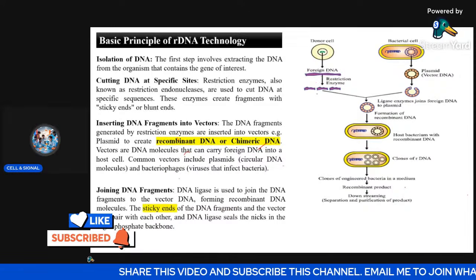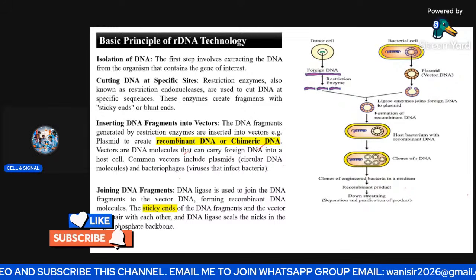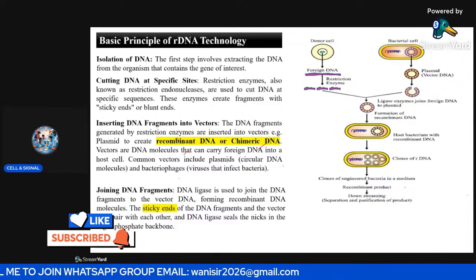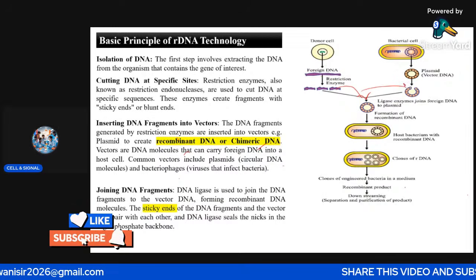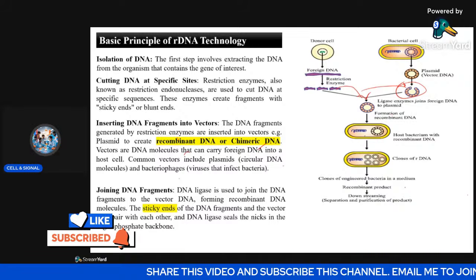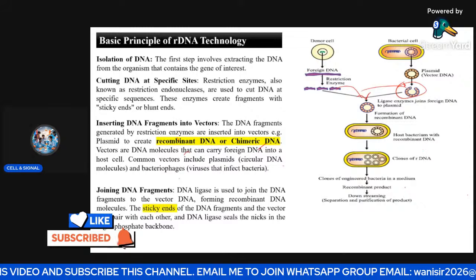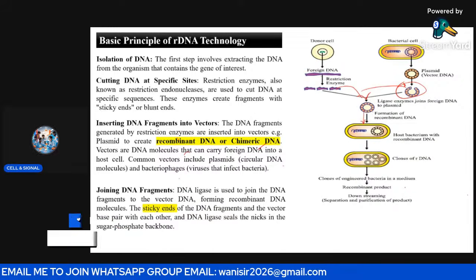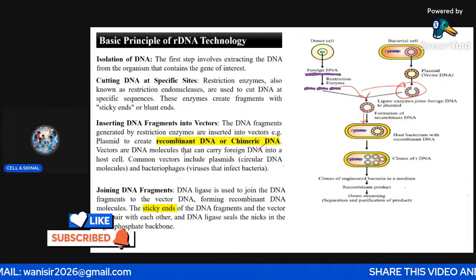These are the foreign DNA, and by using the restriction endonucleases, we will cut this DNA, and this is the plasmid from the bacteria, and we will use the ligase enzyme to join this foreign DNA with this plasmid or vector. Then the formation of the recombinant DNA is followed by the introduction into the host bacterium. That means this vector will go inside the host bacteria, and we will also discuss how it goes inside the host bacteria.